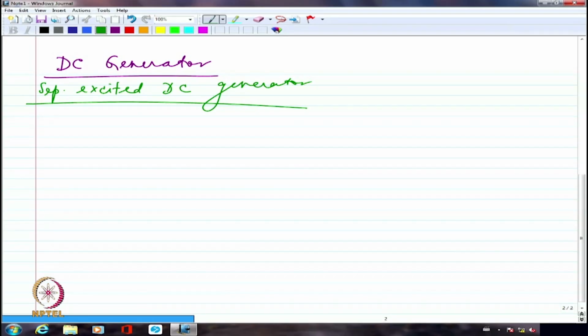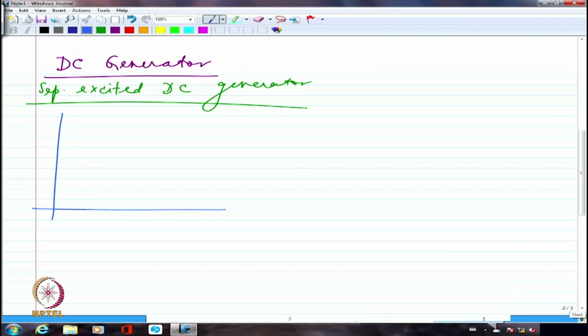So let me again redraw the OCC. In a separately excited DC generator, we were pointing out that EG will have a non-zero value even with IF equal to 0, if there is residual magnetism of course, and then we are going to have it somewhat like this. This is my open circuit characteristics, right? And we also showed something called a load line.